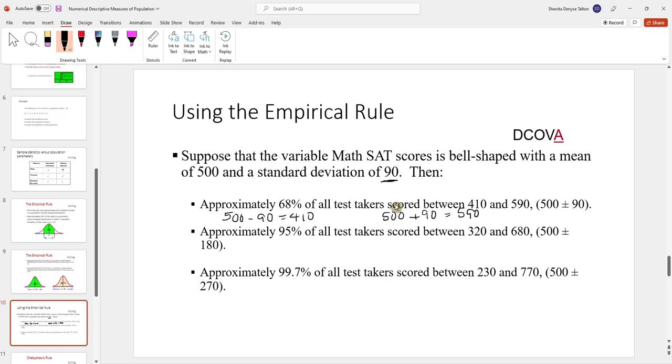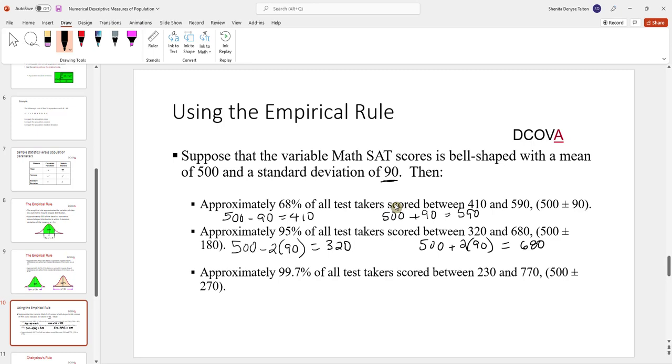You should expect 95% of all your test takers to score between 320 and 680. Well, how did we get that? Well, 95% is 2 standard deviations. So if you took 500 minus 2 times the standard deviation, 2 times 90 is 180. So if it's 500 minus 180, that would give you the 320. If you go out 2 standard deviations above the mean, it will be 2 times 90, which is 180 again. So you're going to take 500 plus 180, and that's how you get the 680.